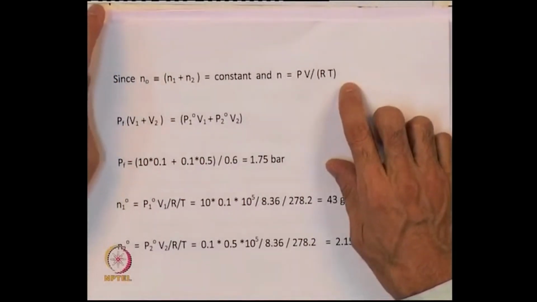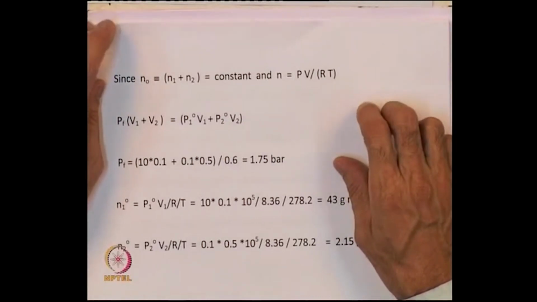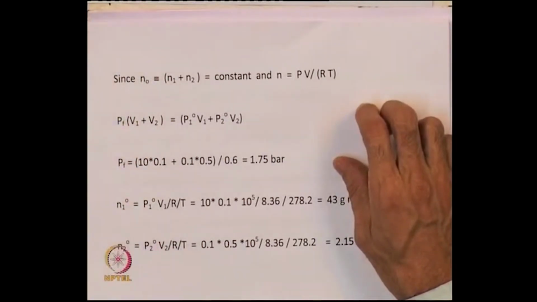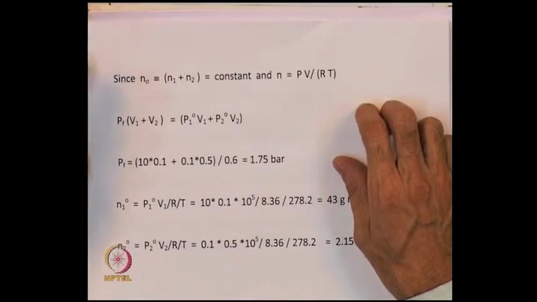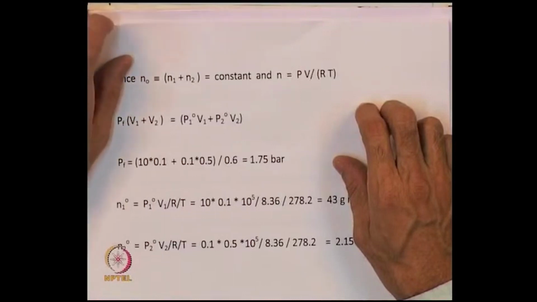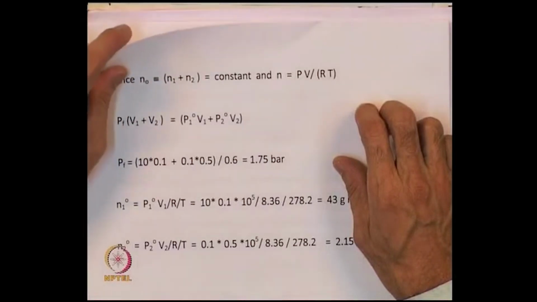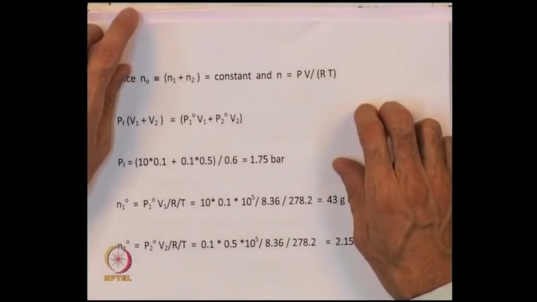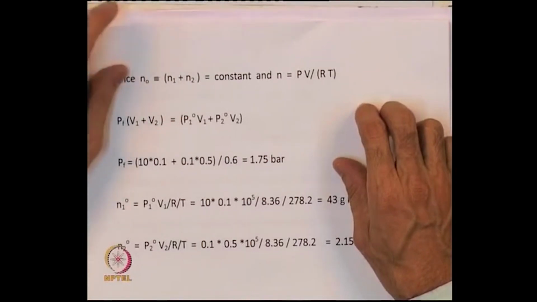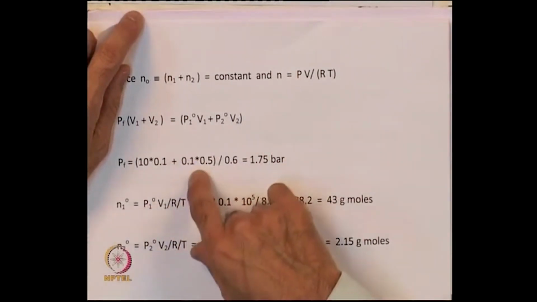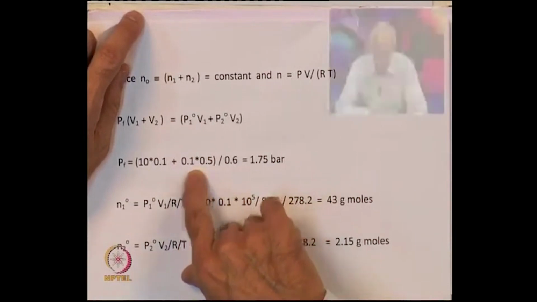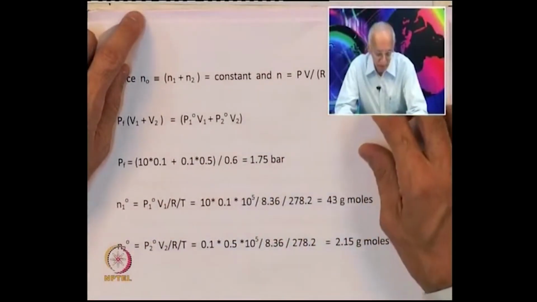And since you are told it is an ideal gas, you have PV is equal to nRT. So, Pf times V1 plus V2 should be equal to P10 V1 plus P20 V2. The left hand side is essentially equal to N0 RT, the right hand side is also equal to N0 RT. So, we know P10, P20, we know V1 and V2, so you can calculate Pf. So, it comes to 1.75 bar. So, it is 10 bar in tank 1, 1 bar in tank 2 in the initial stage. Finally, both tank 1 and 2 are at 1.75 bar.